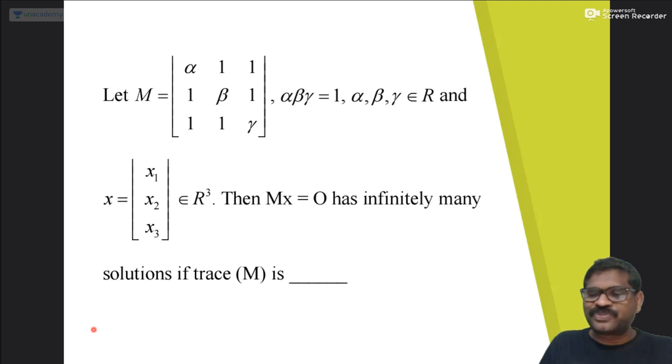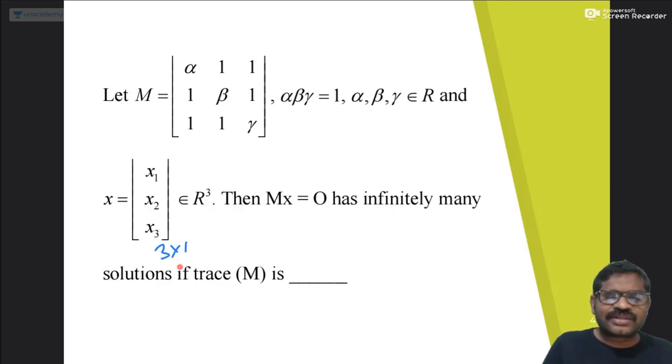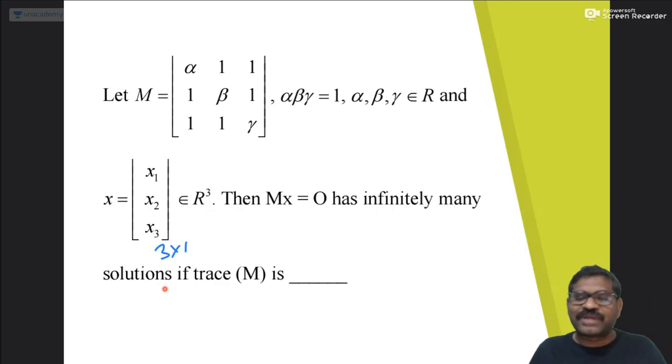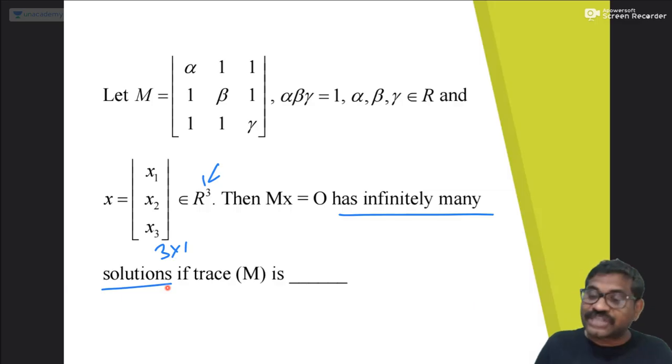Alpha 1 1, 1 beta 1, 1 1 gamma. That is the matrix M. Alpha, beta, gamma is 1. Alpha, beta, gamma belongs to R. Belongs to R means they are real numbers. X is a column vector of order 3 cross 1, a 3-dimensional vector. So Mx equal to 0 has infinitely many solutions.